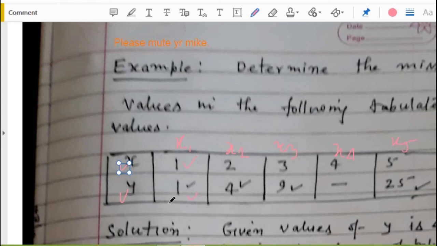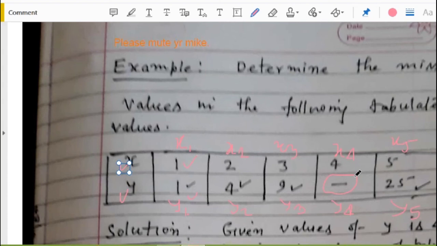This is x5. Similarly, this is y1 and y2. This is y3. And look at here, y4, and this is y5, corresponding to the value of x4. This value is missing. So the purpose of this numerical demonstration is to compute it.